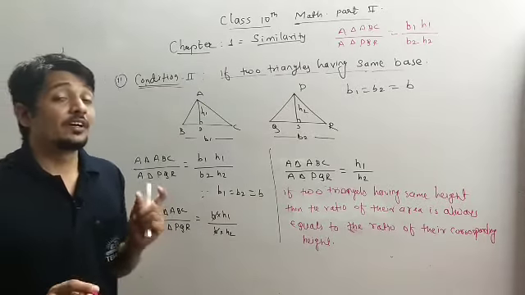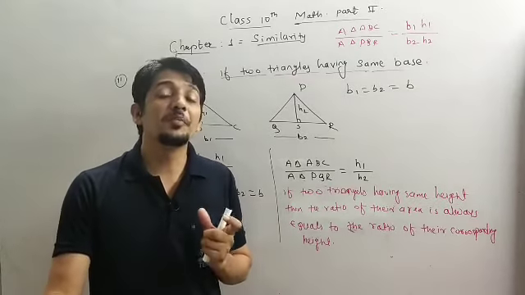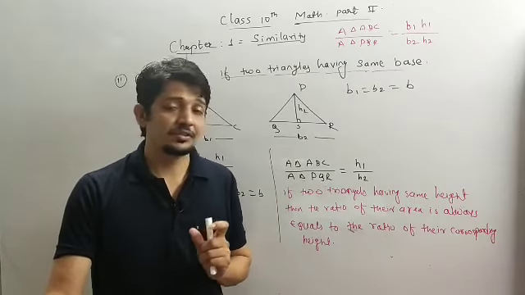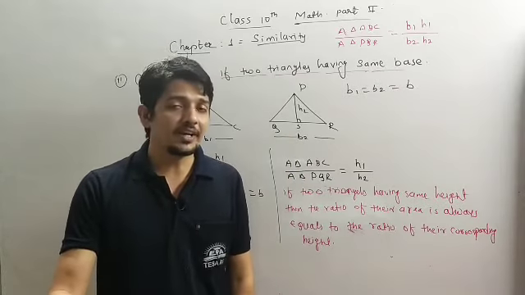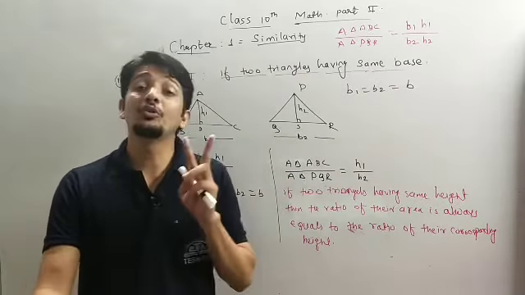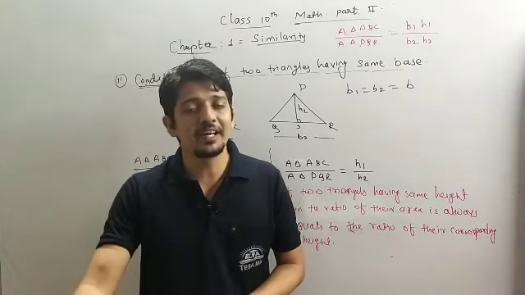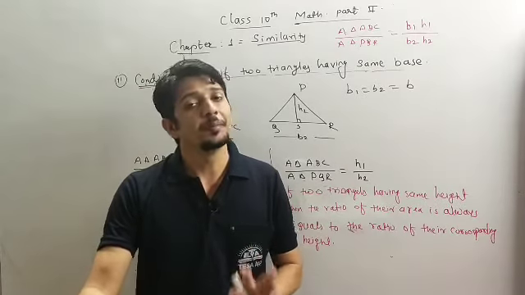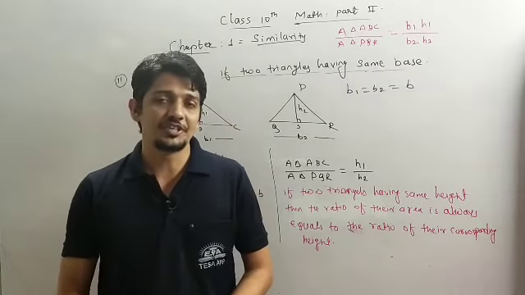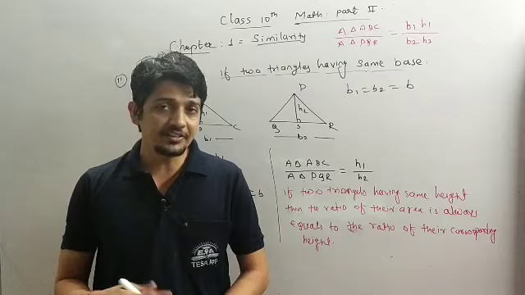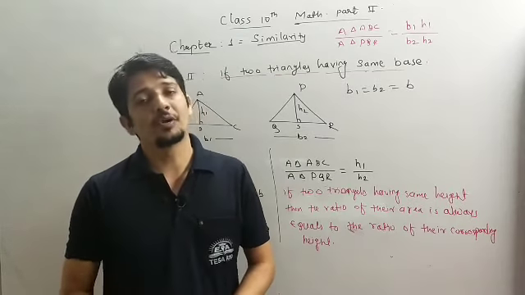So till now we have understood the similarity of triangle, then ratio of area of two triangles, and where we have understood two conditions, if the height is same and if the base is same. Okay, so this is the part for today's session. So tomorrow on next video we will continue with the next part of this chapter.